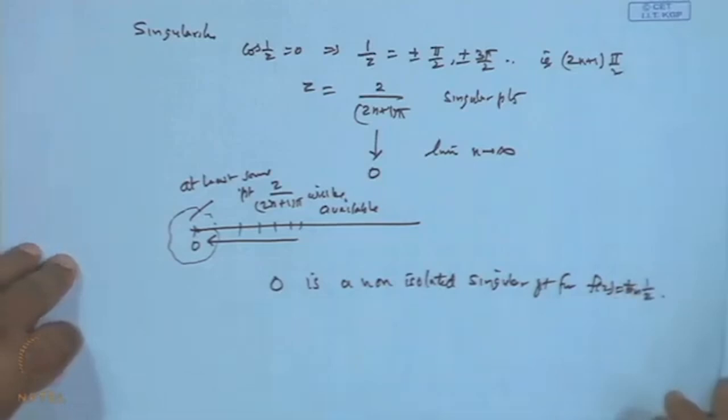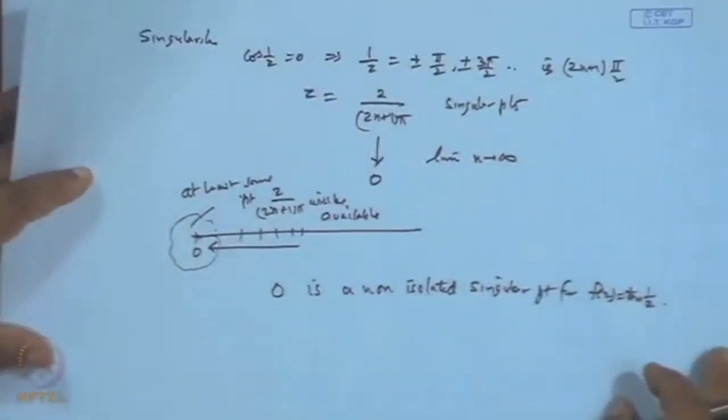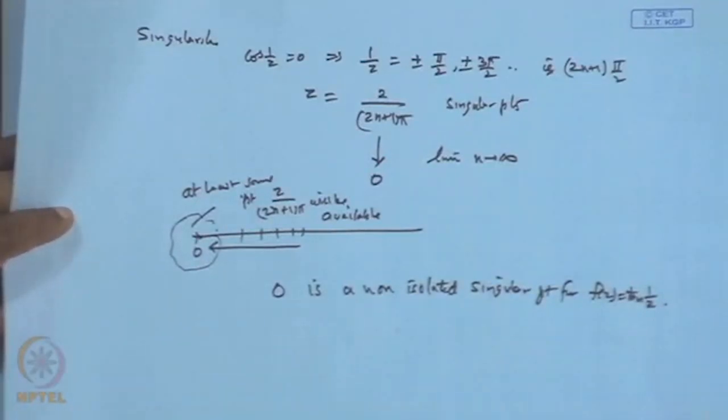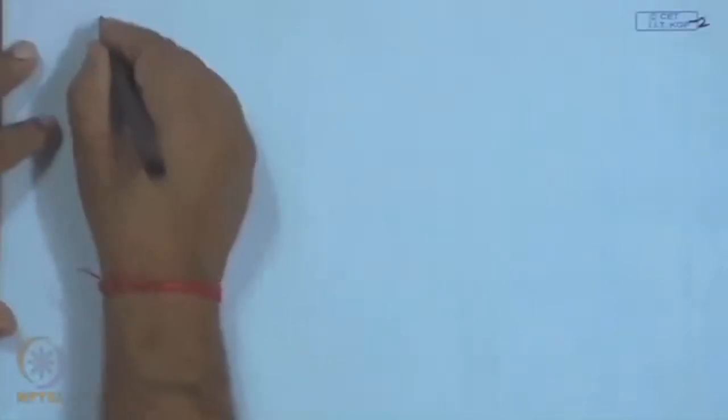So, this is the difference. We are interested in an isolated singular point, and if the function has an isolated singular point, then we can classify it by means of the Laurent series. So, classification of the singular points.